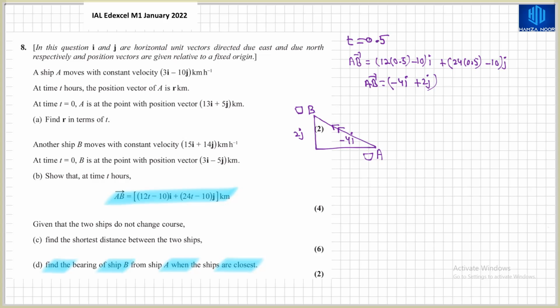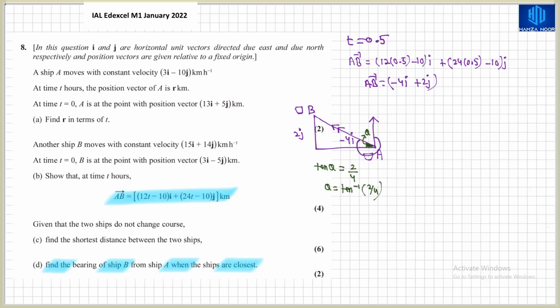Now what we need to do is find the bearing of ship B from ship A. So on ship A, I'm going to make a north. And since we want to find the bearing, we are going to find this complete angle. Obviously you would need this angle, which I am marking with green pen. Let's say this green angle is known as theta. So we will find this angle theta, where tan theta is equal to opposite over adjacent, so 2 divided by 4. So therefore theta will be equal to tan inverse 2 over 4.